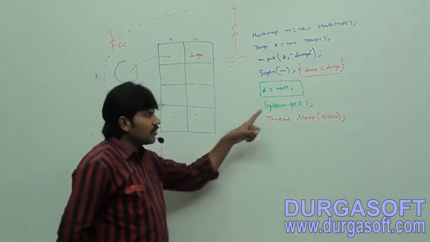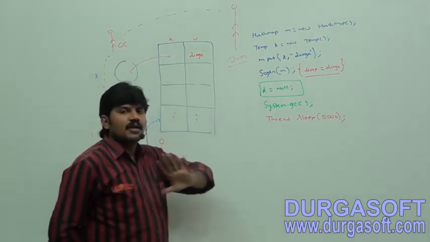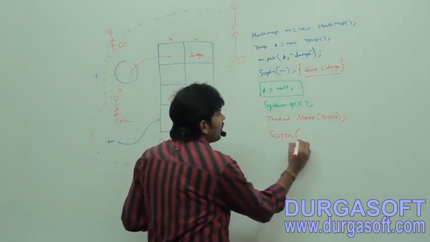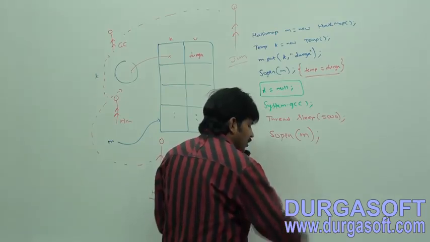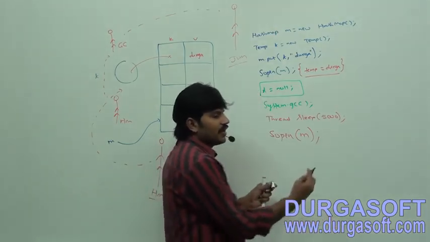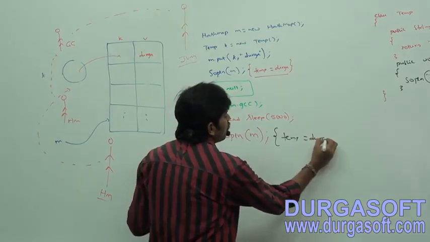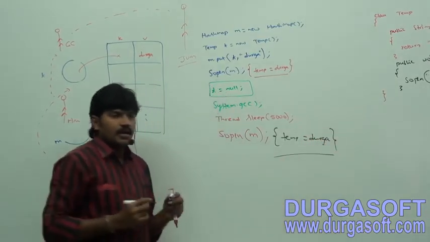Is the garbage collector really going to destroy this object or not? The garbage collector can't destroy this object. If you want, you can print SOP of M once again. What is the output? By default, we are going to get, the second time also, temp is equal to Durga only. Are you able to get it?